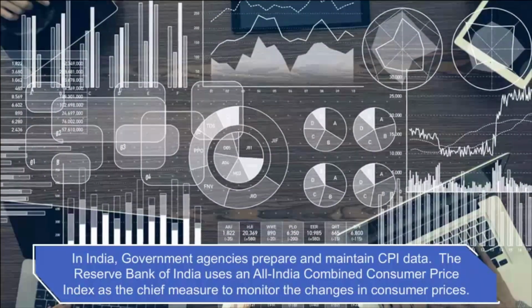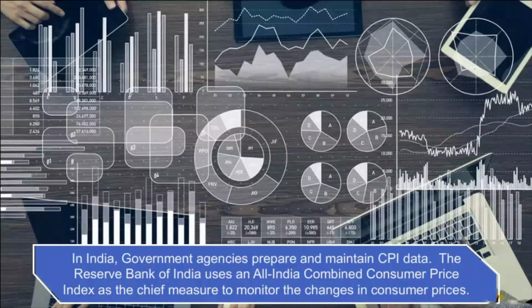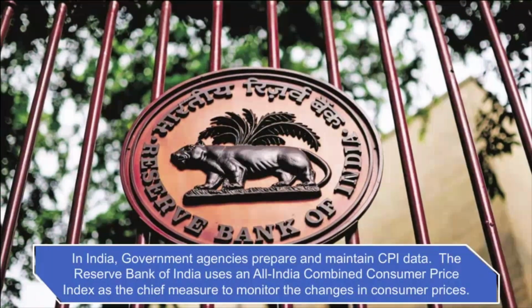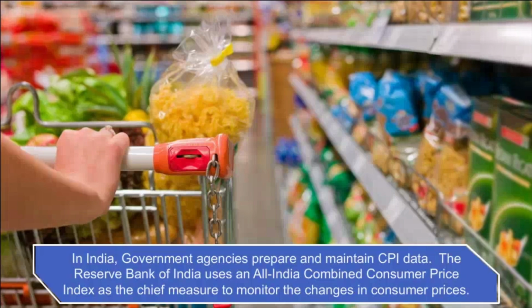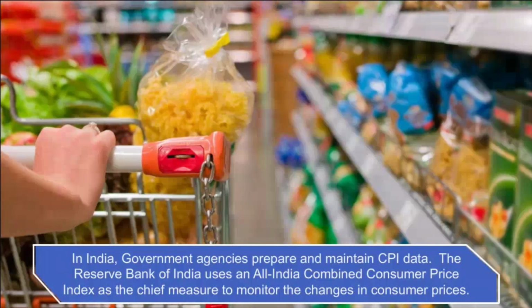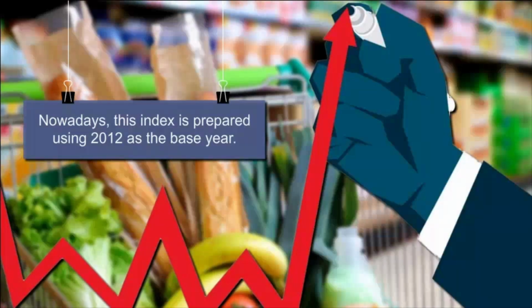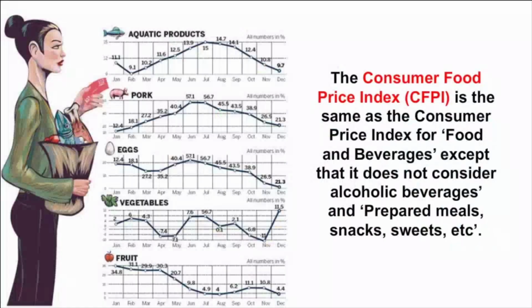In India, government agencies prepare and maintain CPI data. The Reserve Bank of India uses an All India Combined Consumer Price Index as the chief measure to monitor the changes in consumer prices. Nowadays, this index is prepared using 2012 as the base year. The Consumer Food Price Index is the same as the Consumer Price Index for food and beverages, except that it does not consider alcoholic beverages and prepared meals, snacks, sweets, etc.